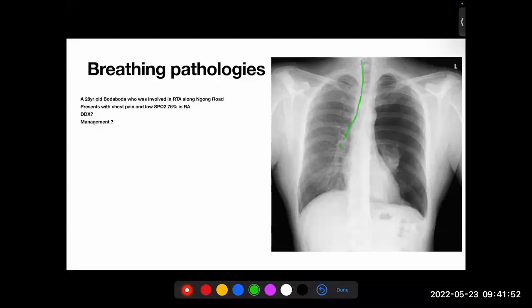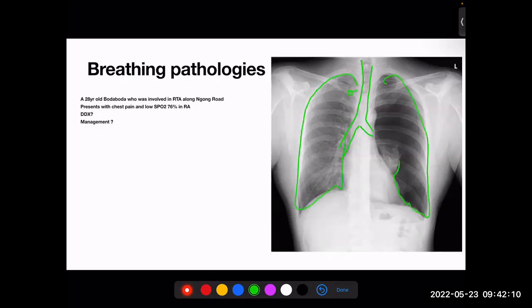So around here is the trachea. But that trachea to me is not even central. It is more to this side. Then compare this side of the lung and this side of the lung. What difference do you see? The right side is less dense compared to the left side. Okay, I agree with you.